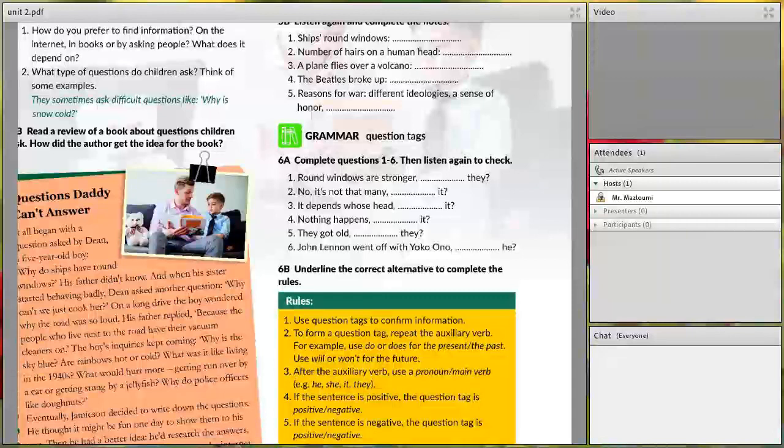Or don't forget, will you? For let's, we use shall we, everyone. For example, let's have a party, shall we? Or there's something wrong, isn't there? Or nothing can happen.